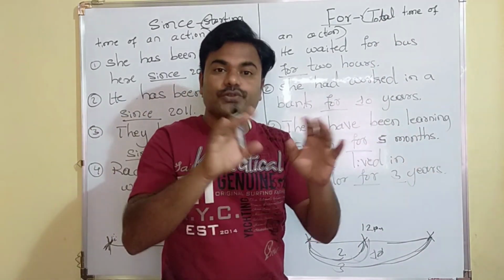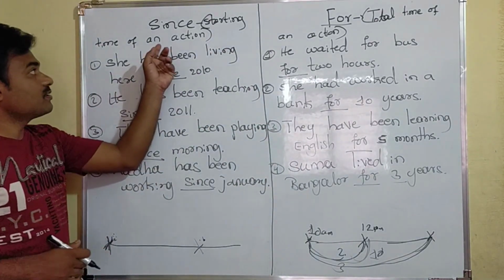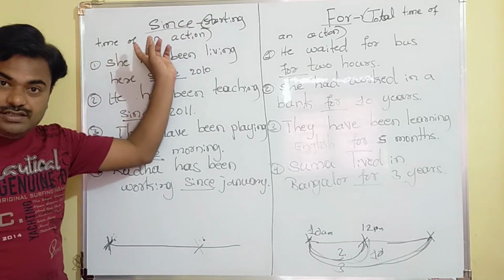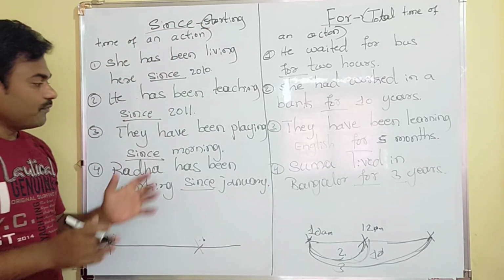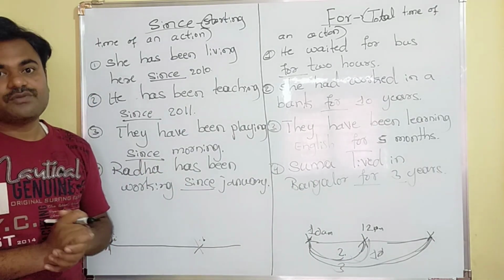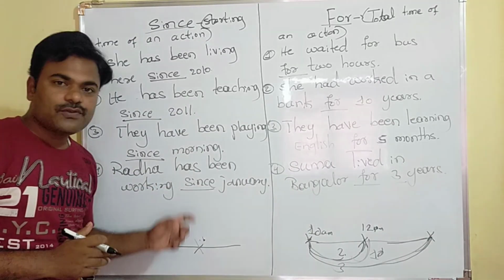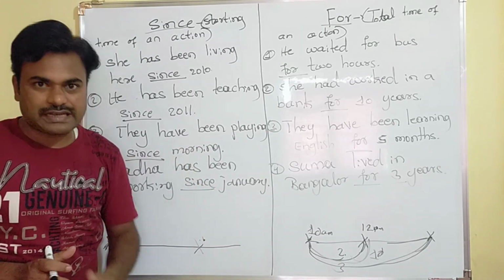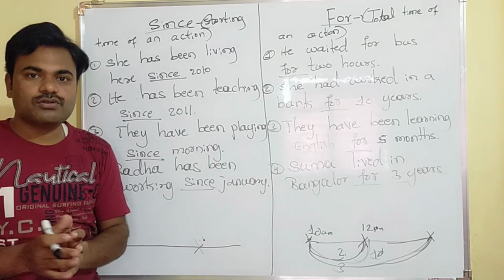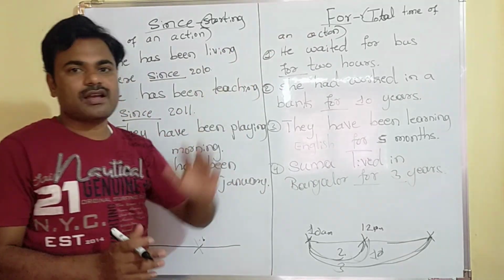How long, the duration of time, how long a time. And on the other hand, since is used when we talk about the starting point of time, the starting time, the beginning time of an action, when it started. When we ask the question, when did it start, the answer comes after since. So since is used to denote the starting point of an action. This is the difference between since and for.